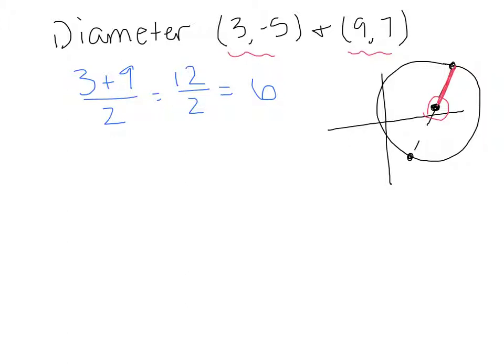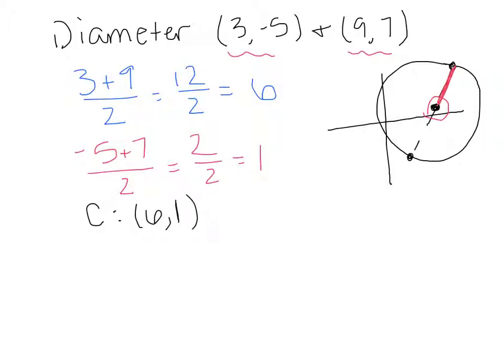To find the other half of the center, we need to find the middle of the y's. So that would be -5 plus 7 divided by 2, which would be 2 divided by 2, which would be 1. So now we have the center of our circle. We know that the center is going to be 6, 1.